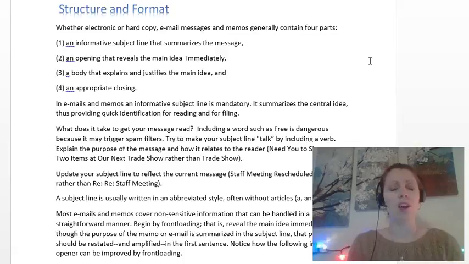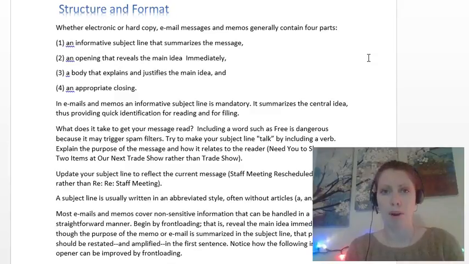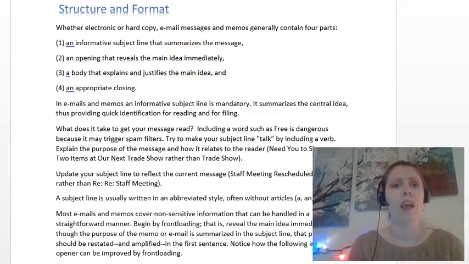Alrighty. So whether electronic or hard copies, email messages and memos generally contain 4 parts. Those are an informative subject line that summarizes the message, an opening that reveals the main idea immediately, a body that explains and justifies the main idea, and of course an appropriate closing.